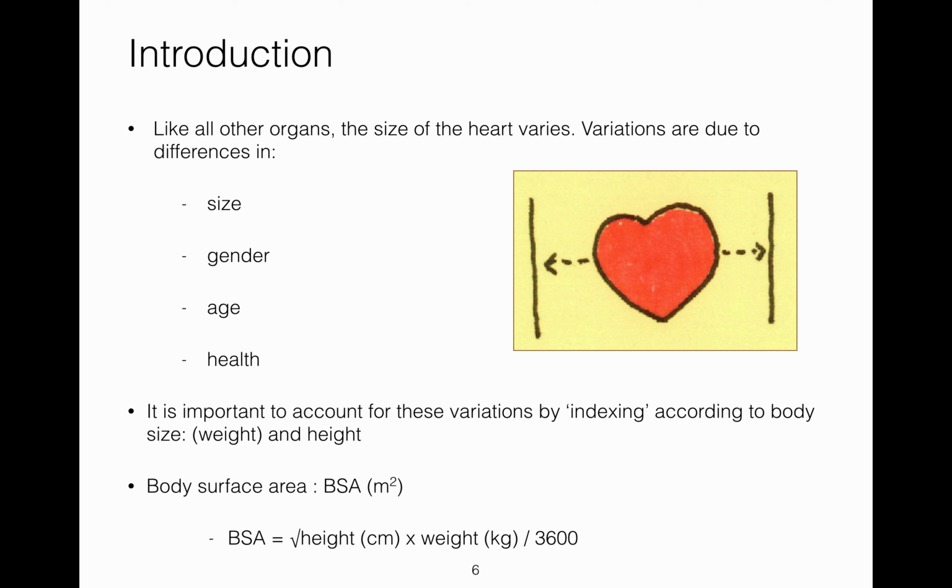Introduction. Like all other organs, the size of the heart varies. Variations are due to differences in body size, gender, age, and health. It's important to account for these variations by indexing according to body size, that is, according to the patient's height and weight. Body surface area is calculated by the equation on the bottom of this slide, which you do need to be mindful of, but do not need to memorize.